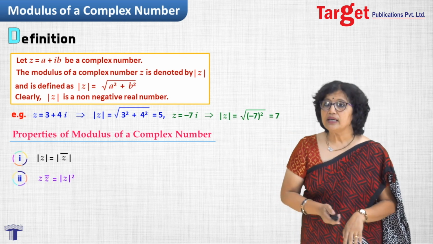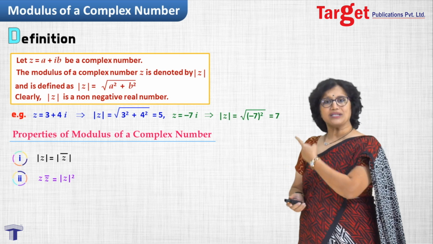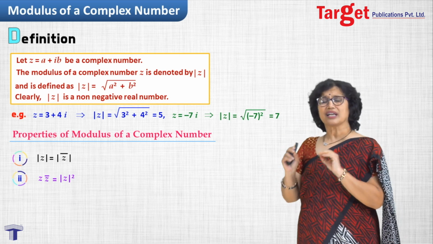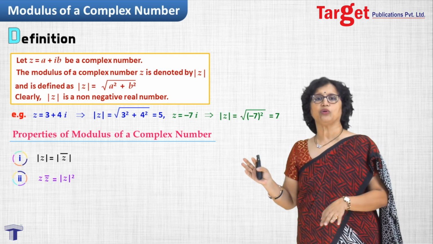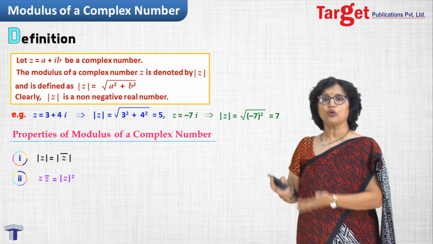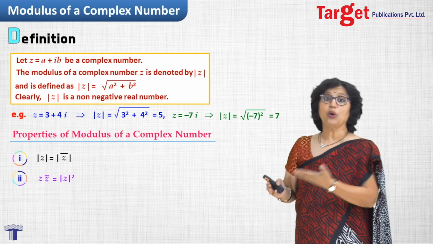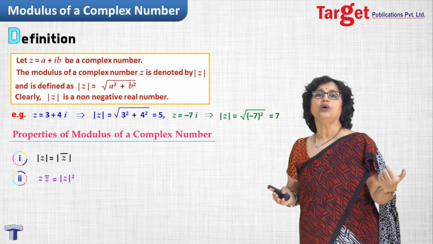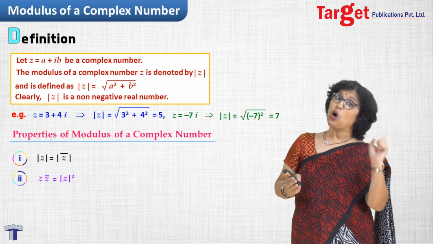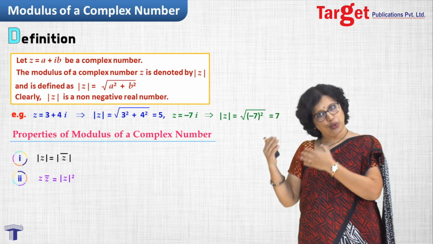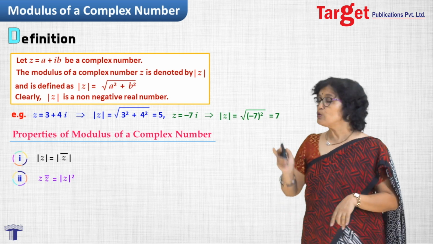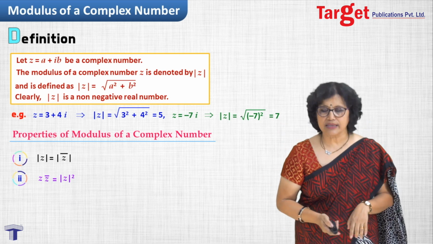Now next is z times z bar equal to mod z whole square. Now this is extremely important property which connects conjugate and modulus. So there are some questions where question is in the form of modulus and you have to use this property and go to conjugate part and solve the problem. Or it could be other way also. Conjugate is given and you have to use this property to reach to modulus. So z times z bar equal to modulus z whole square.